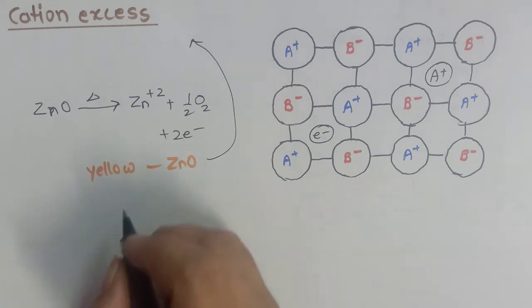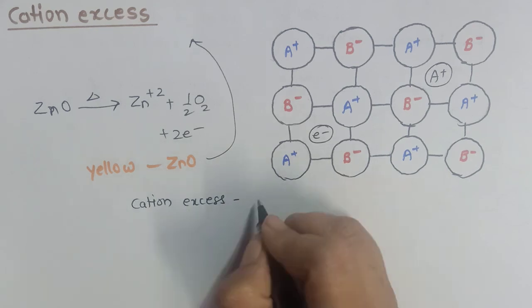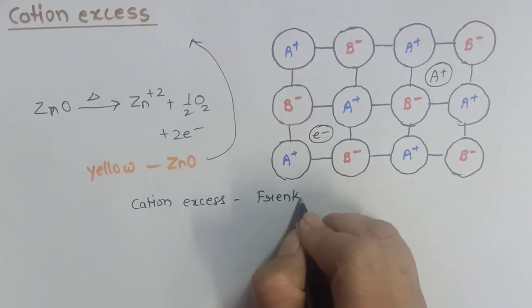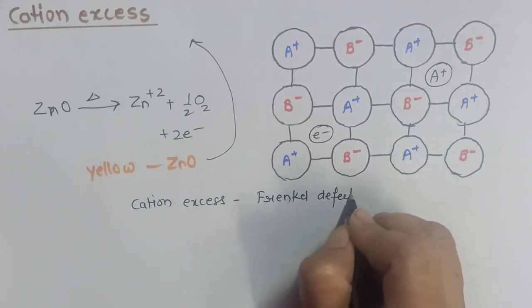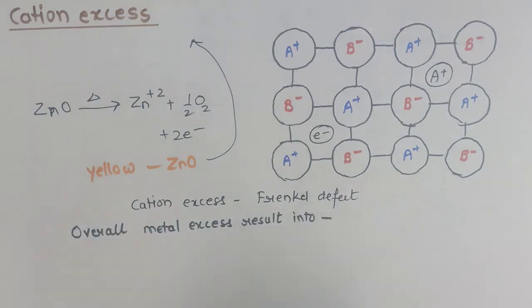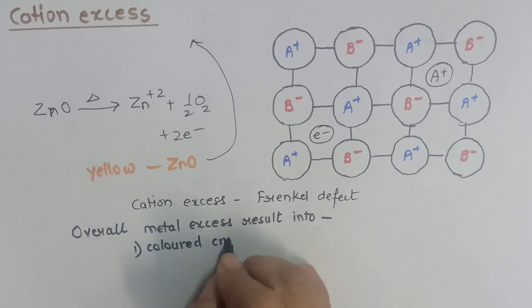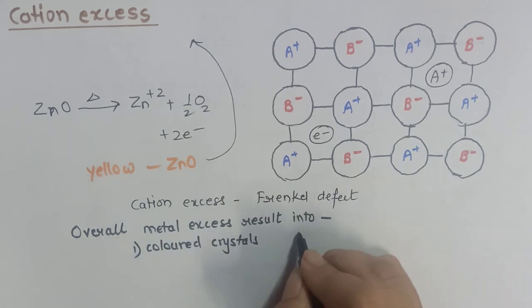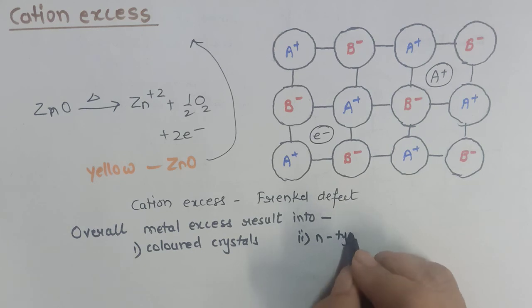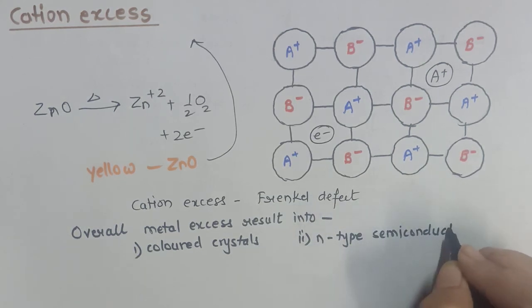All those solid crystals which show cation excess defect generally show Frenkel defect. Overall, we can say that the metal excess results in colored crystals, as well as it results in an n-type semiconductor. Semiconductors you must have studied in your physics.